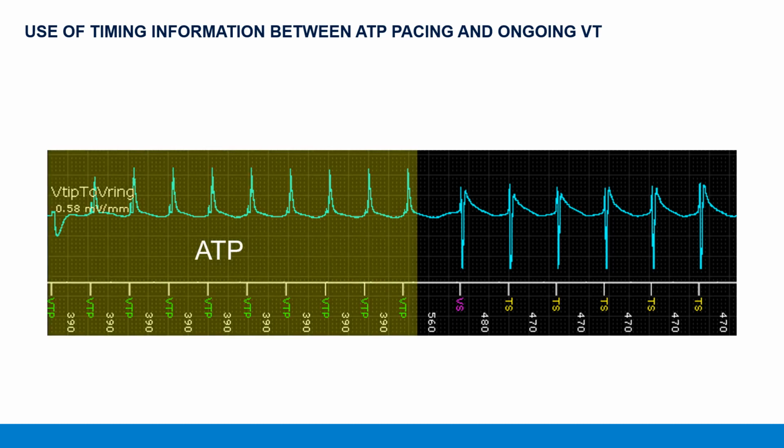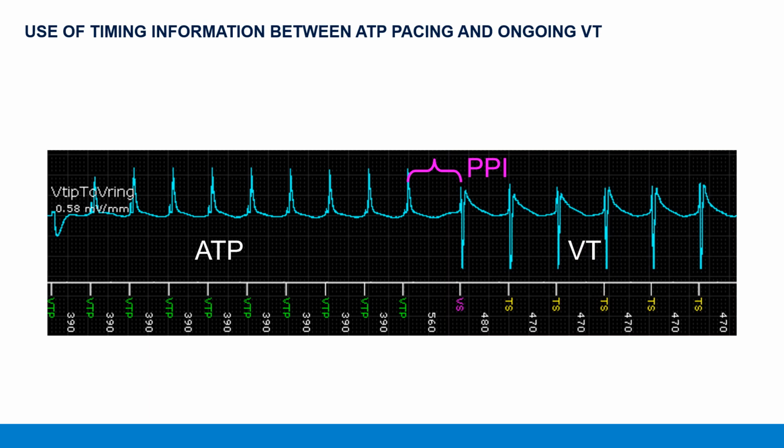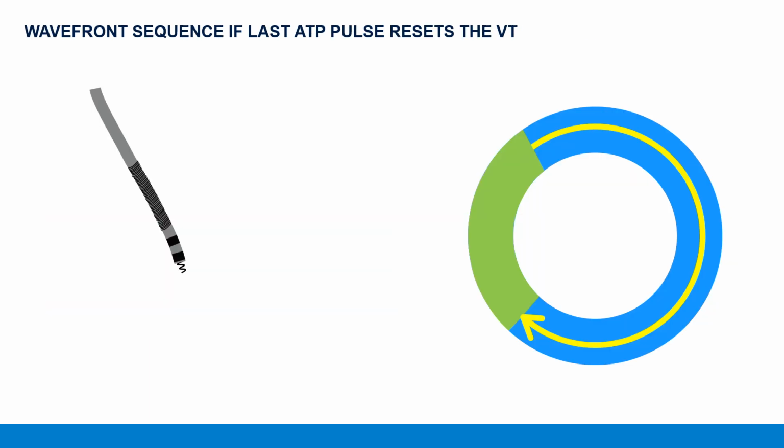Here is anti-tachy pacing delivered by a device, and here is the ongoing VT that failed to be interrupted by the ATP. And here is the post-pacing interval between the last paced beat and the first beat of VT as it resumes. So let's think for a moment of what's actually happening at that interface between that last paced beat of the ATP sequence and the first VT beat that sends a wavefront back toward the lead to be sensed by the device. And let's think of this scenario where that last anti-tachy pacing beat entrains the tachycardia but does not terminate it because it hits the excitable gap too far back.